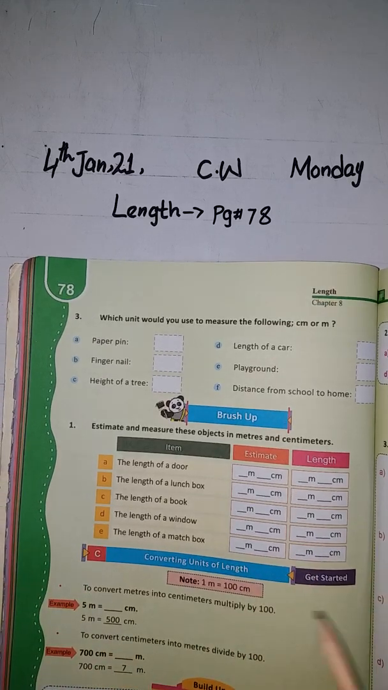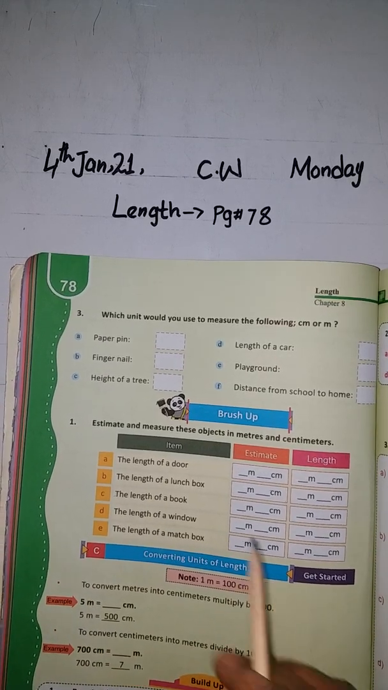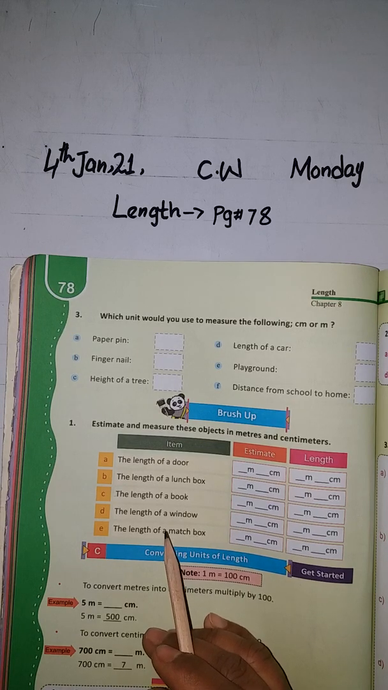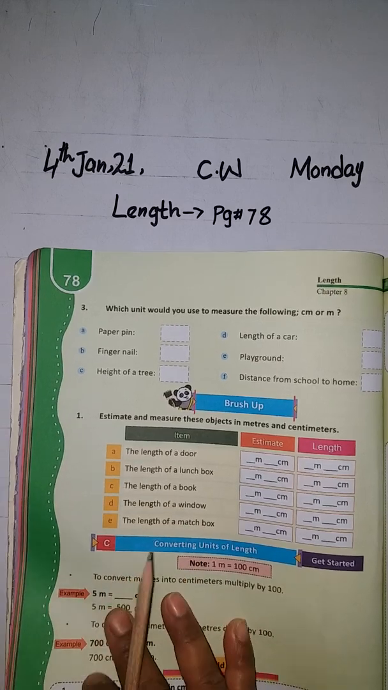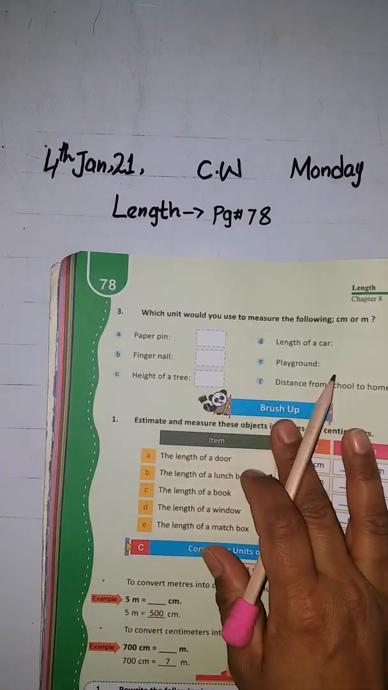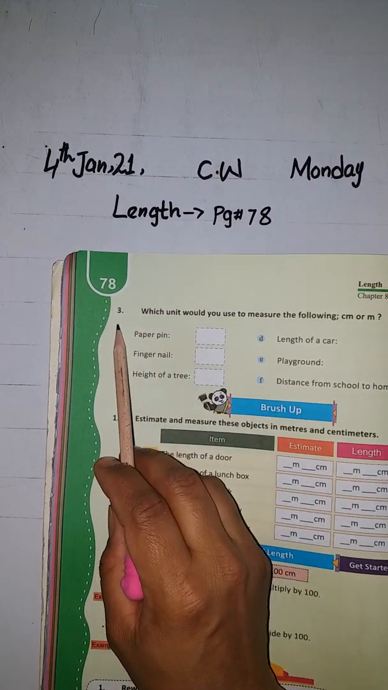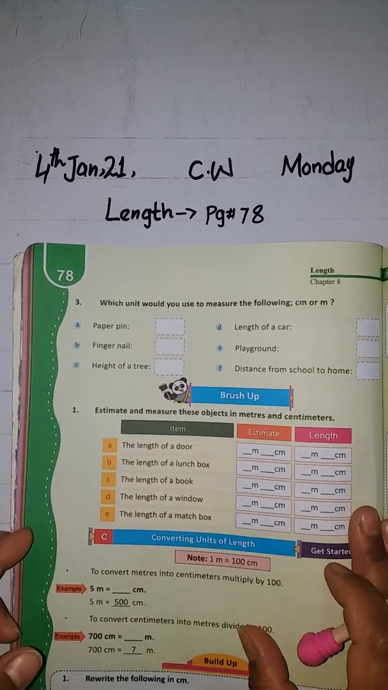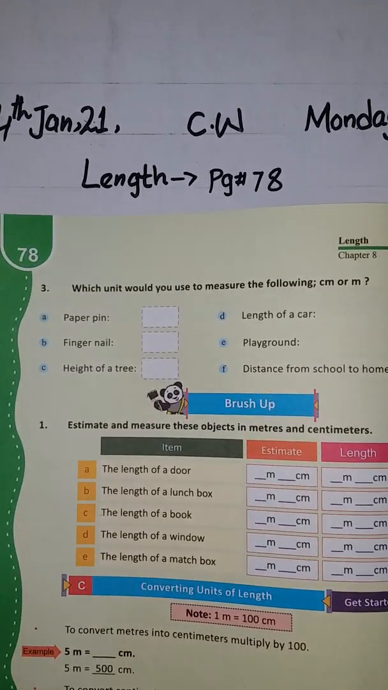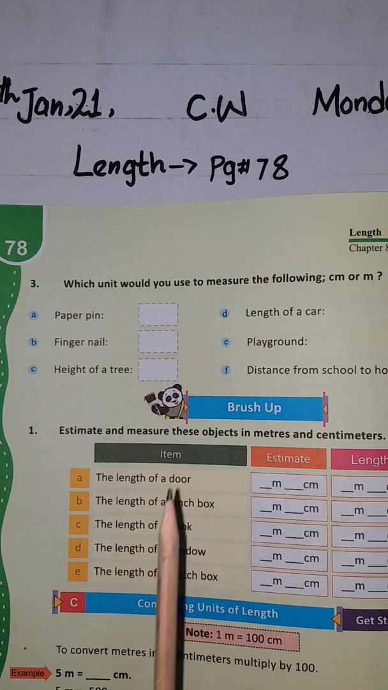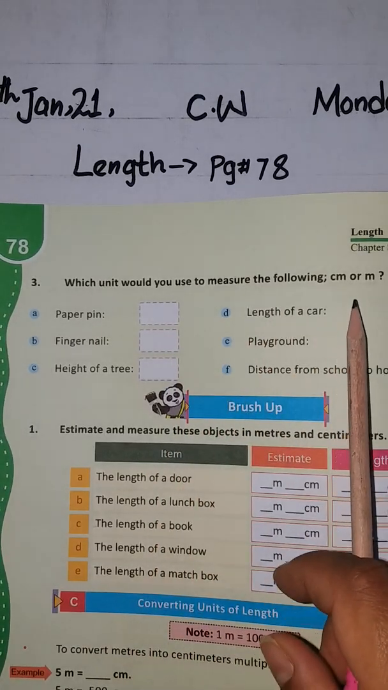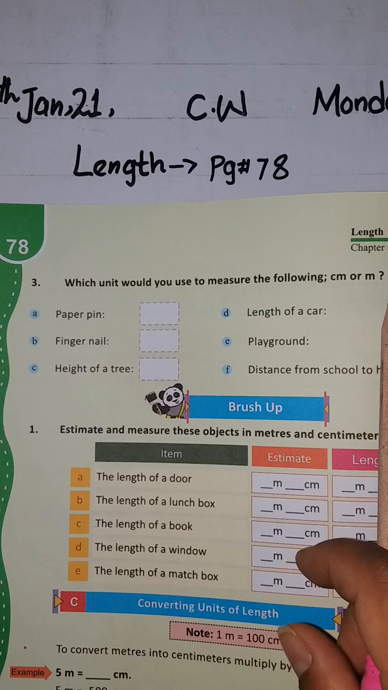Grade 3, today we will learn about writing the length of objects in meters and centimeters. So how would you write? Now open up question number 3, page 78. Question number 3, page 78. Which unit would you use to measure the following, centimeters or meters?